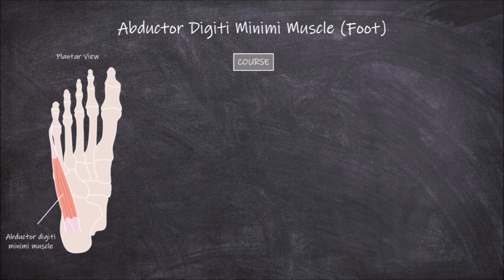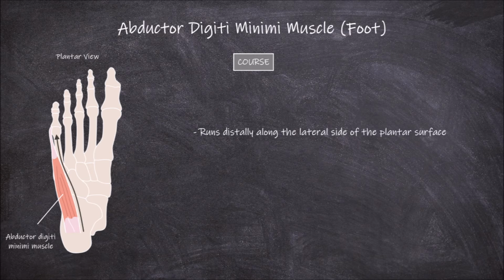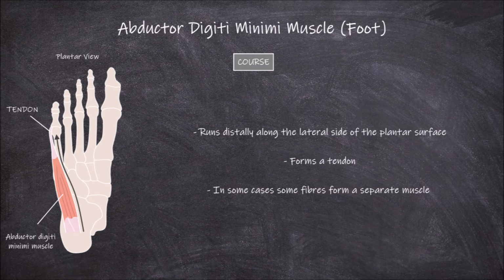What is the course of this muscle? This muscle runs distally along the lateral side of the plantar surface of the foot towards the fifth digit before forming a tendon. In some cases, some fibers may form a separate muscle at around the point of the tuberosity of the fifth metatarsal. This muscle is known as the abductor osseous metatarsi digiti quinti muscle.